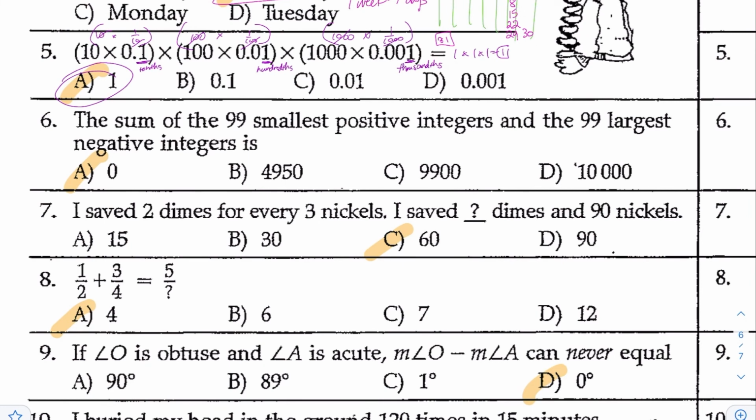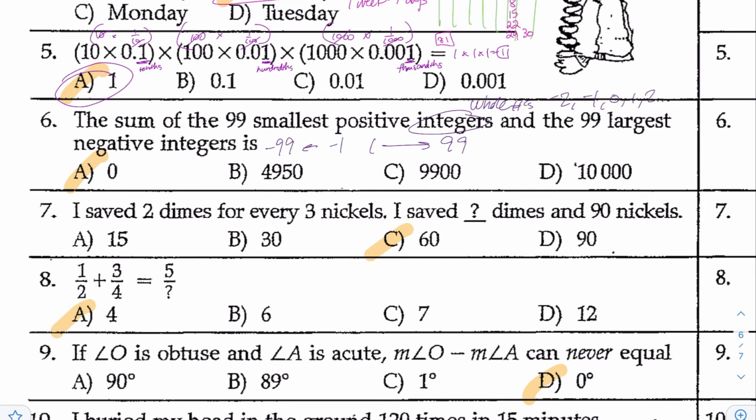Next, for number 6, the sum of the 99 smallest positive integers and the 99 largest negative integers is the smallest positive 99 integers, which are whole numbers. But these whole numbers could be negative, 0, or positive. It's from 1 to 99. So you want to add them all up. Now, the 99 largest negative numbers are actually from -1 down to -99.